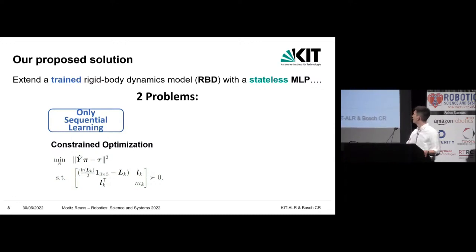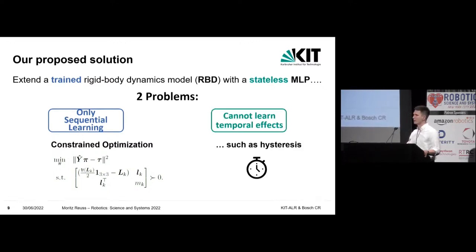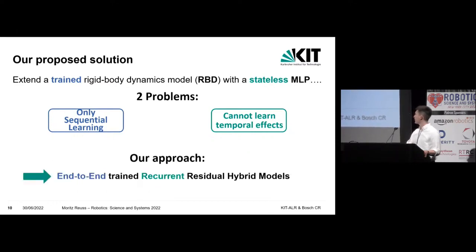Second, the stateless neural network is also not able to capture partially observable and temporal dynamic effects from data, and thus cannot increase the overall accuracy perfectly, with effects such as hysteresis. Therefore, in our work, we present our solution to those two problems called end-to-end learned recurrent residual hybrid models.